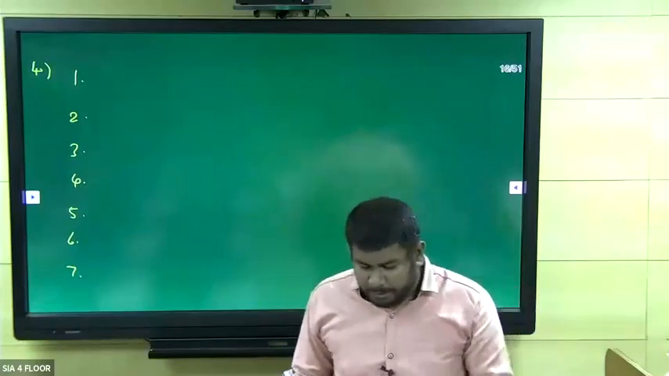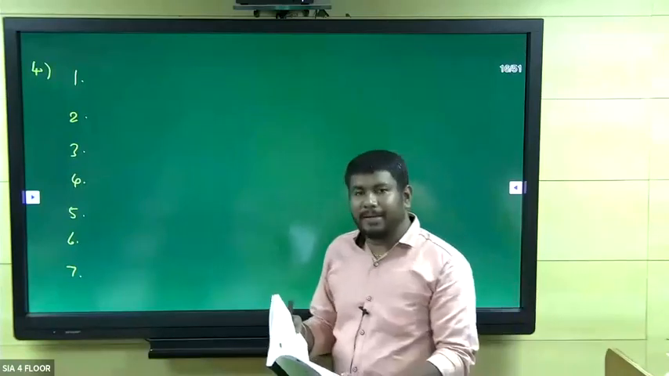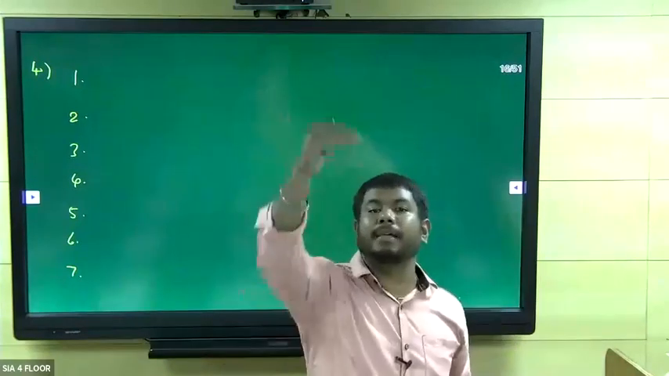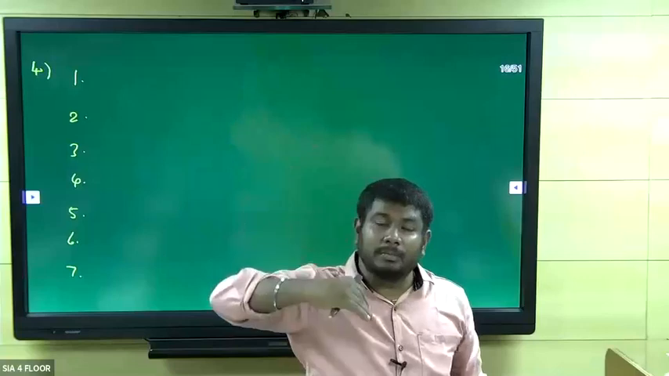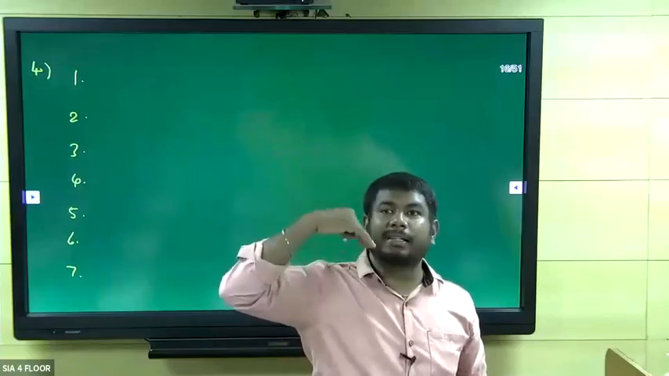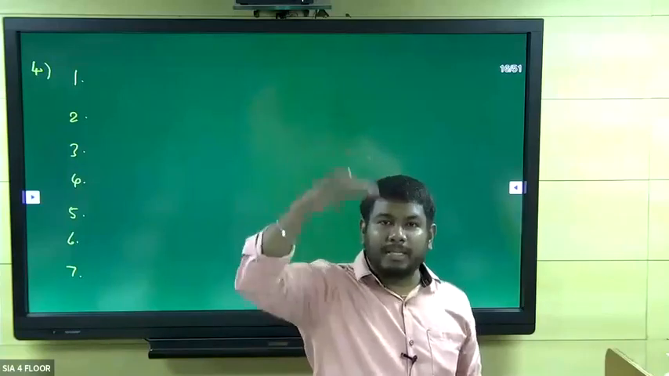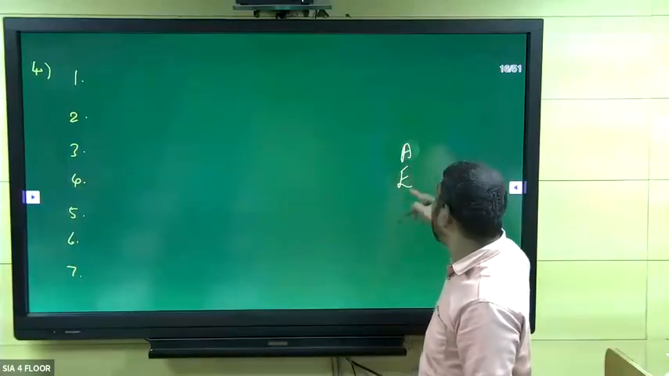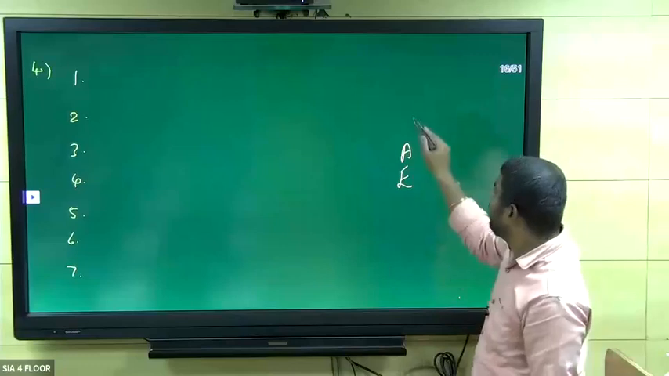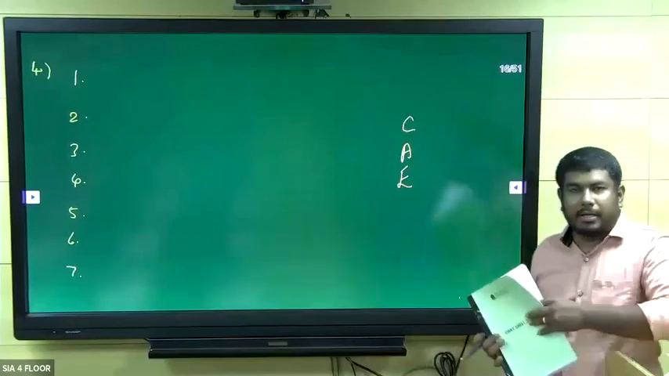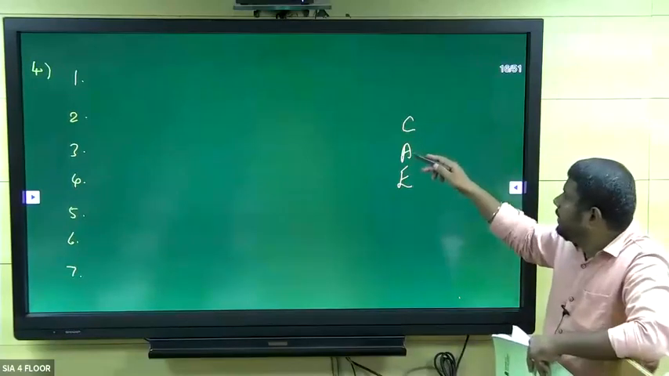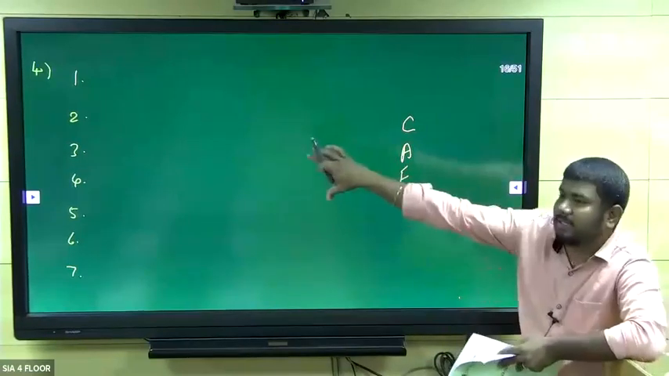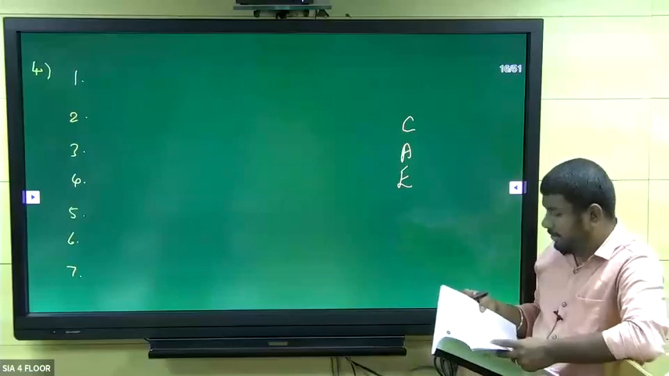Okay. So read the clue now. A is further up than E, but lower than C. A is further up than E. Further up means A should come above E, but not exactly the next place to E. A is further up than E, but lower than C. This is one statement. But we cannot fix it there. So I write it separately, right?